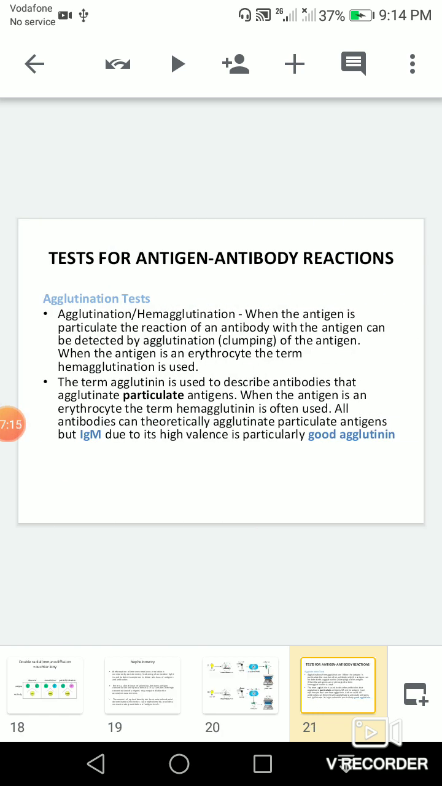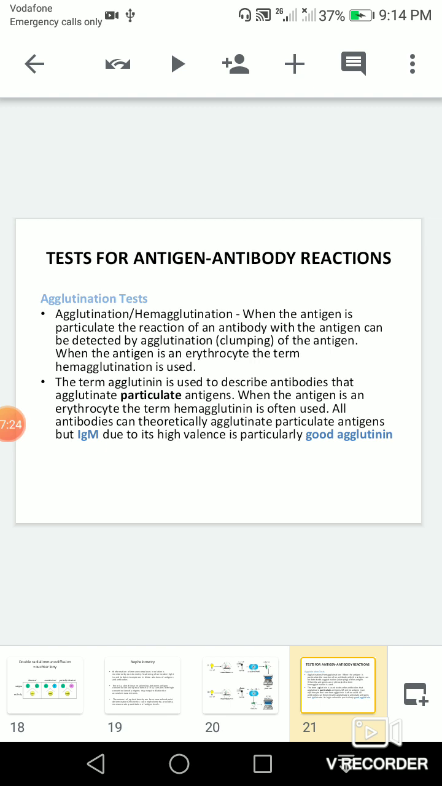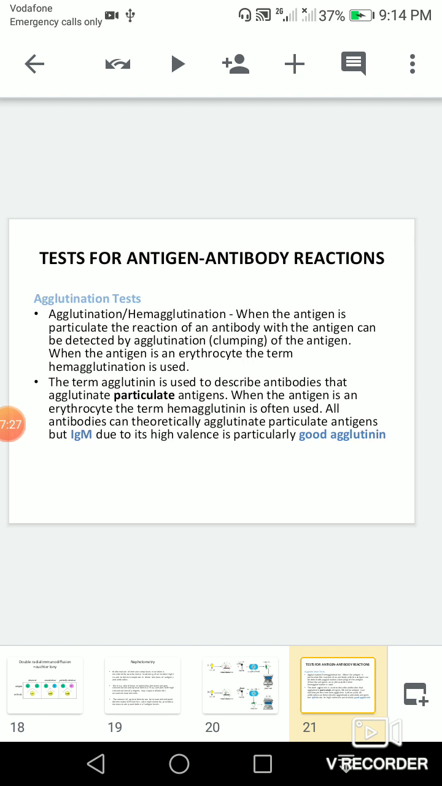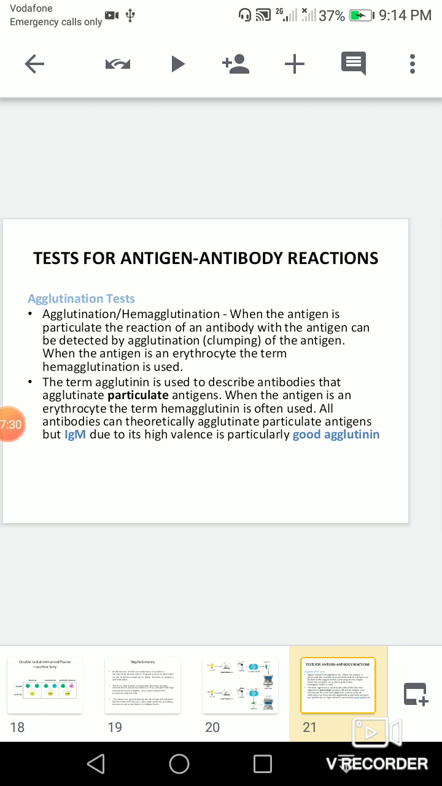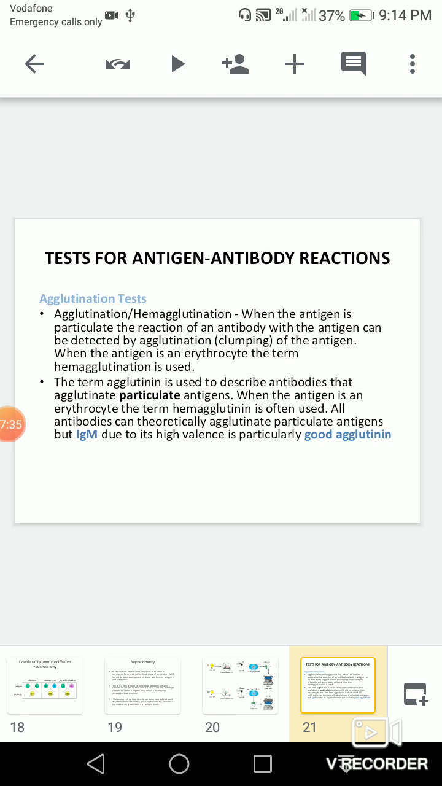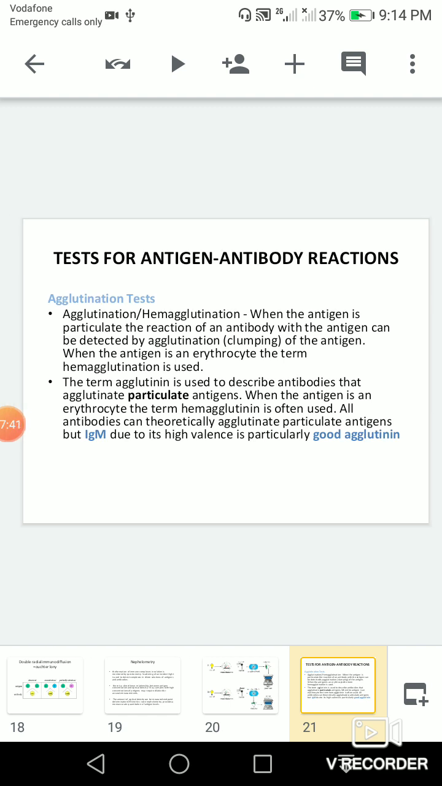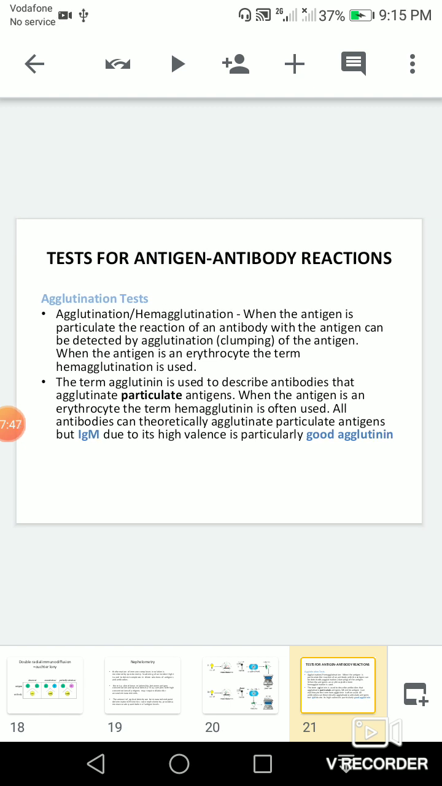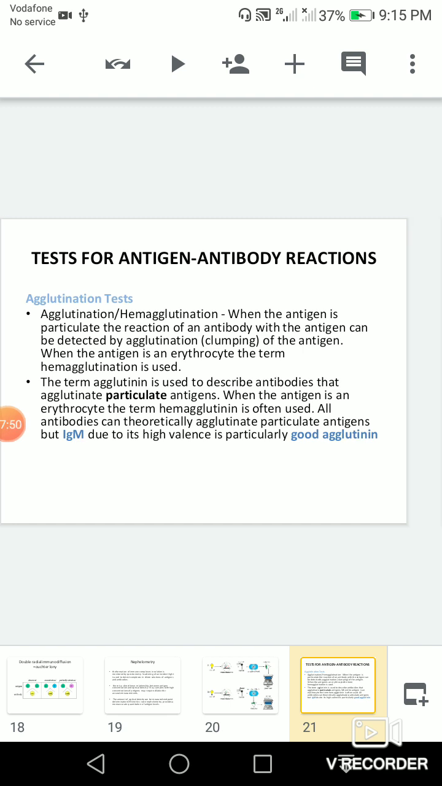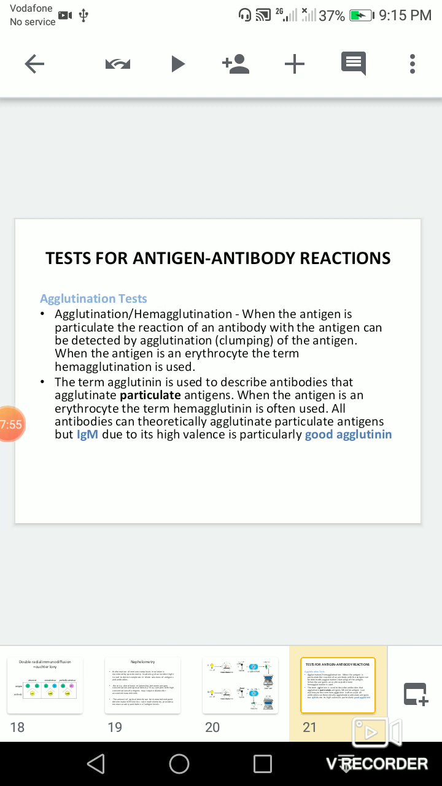What about the tests used for the antigen and antibody reaction, like the agglutination test or hemagglutination test? Here the antigen is particulate. The reaction of an antibody with an antigen can be detected by agglutination or clumping of the antigen. When the antigen is an erythrocyte, the term will be hemagglutination. The term agglutinin is used to describe the antibody that agglutinates particulate antigens. When the antigen is an erythrocyte, the term hemagglutinin is often used. All antibodies can theoretically agglutinate particulate antigens, but immunoglobulin M, due to its high valency, is particularly a good agglutinin.